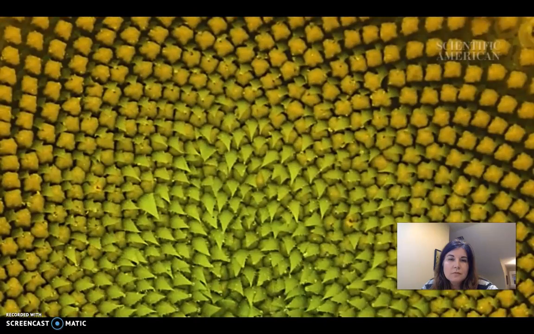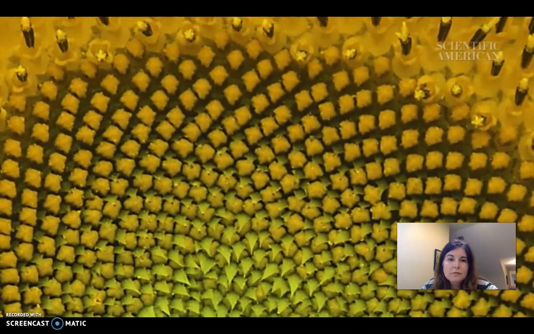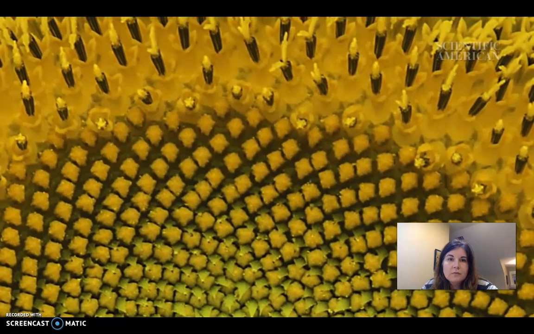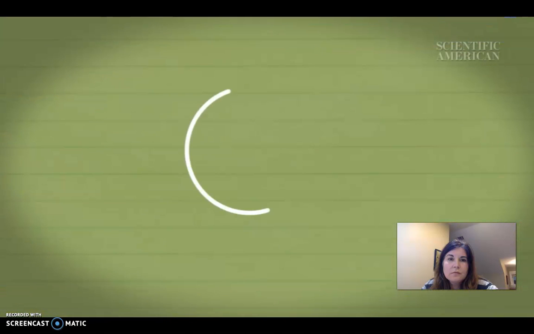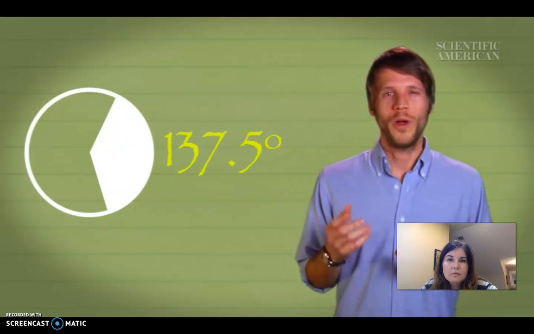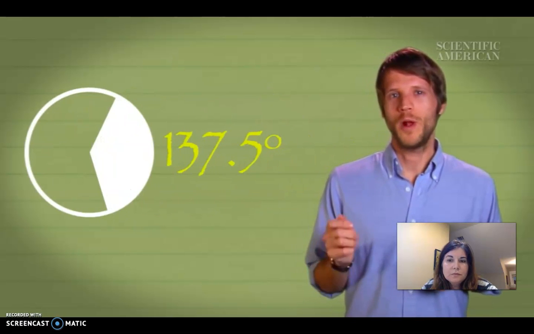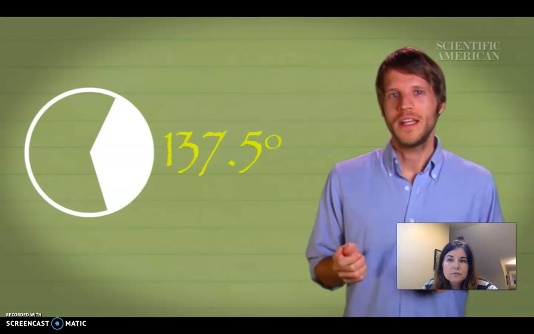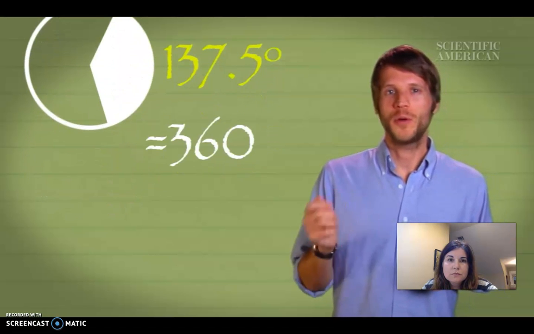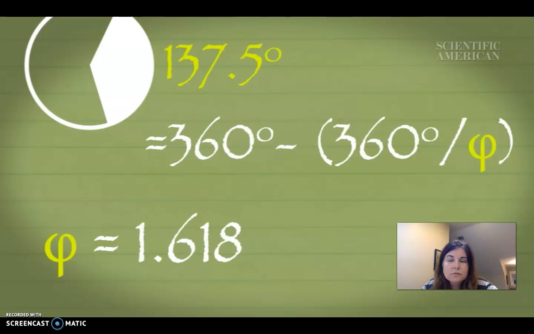For a growing sunflower, it's beneficial to push out each new floret as far as possible from the existing florets. That gives each floret the most space to grow. Studies have shown that under many growth conditions, each floret should emerge at an angle of 137.5 degrees from the one that came before. Amazingly, 137.5 degrees is a well-known angle called the golden angle. It's famous for being derived from a number called the golden ratio, or phi. The golden ratio is closely related to the Fibonacci sequence.